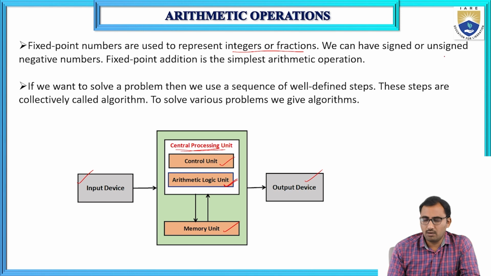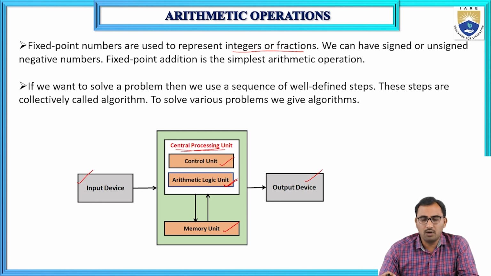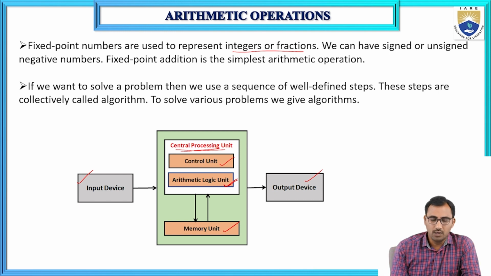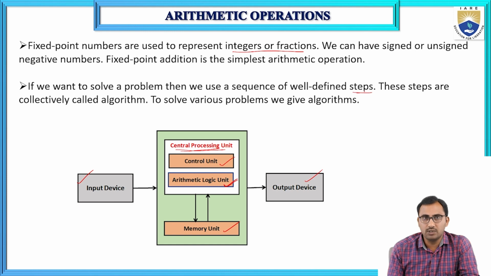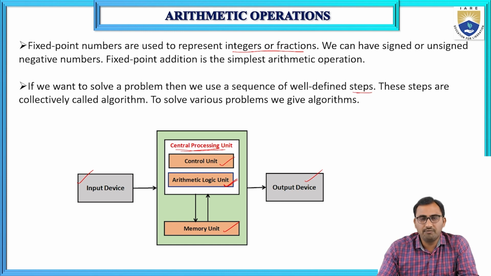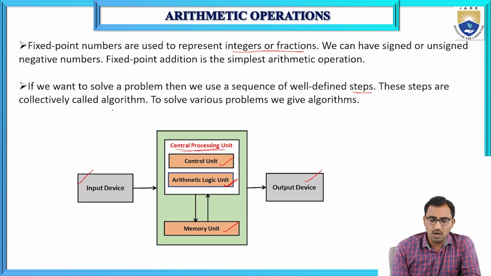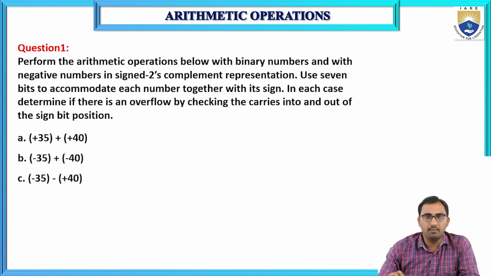We can have signed or unsigned negative numbers. Fixed point addition is the simplest arithmetic operation. We can perform the simple operations by using these fixed point numbers. If you want to solve any problem, then we use a sequence of well-defined steps. A sequence of well-defined steps is called an algorithm. Using this algorithm, we can solve various problems, and we will look into the problems on arithmetic operations.